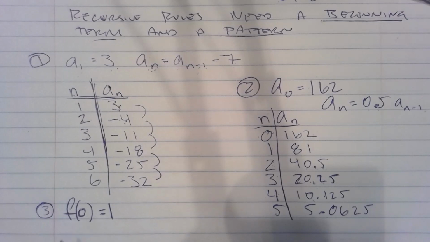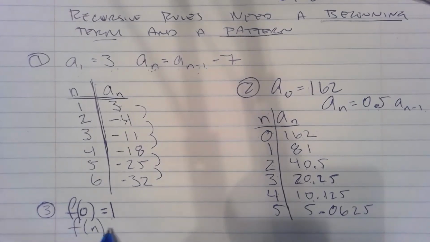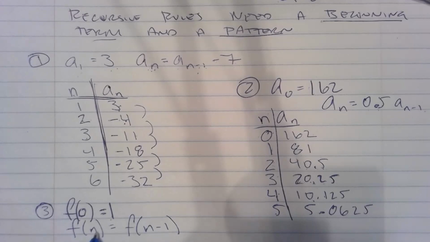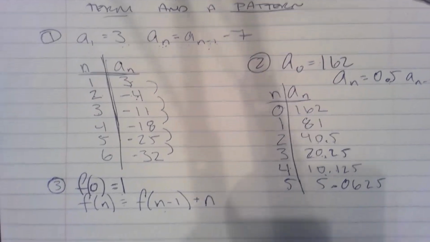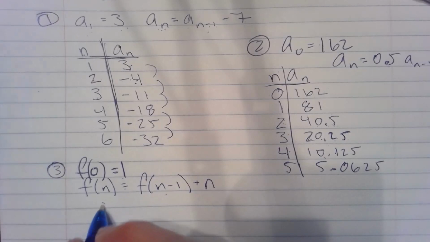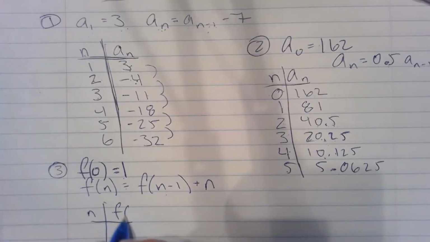Okay, so the 0th term is 1. The next term, we're just using function notation here. The book's just mixing it up for us. The next term is the previous term plus the number you're on. Plus the number you're on. All right? So let's make our list: n and f of n.